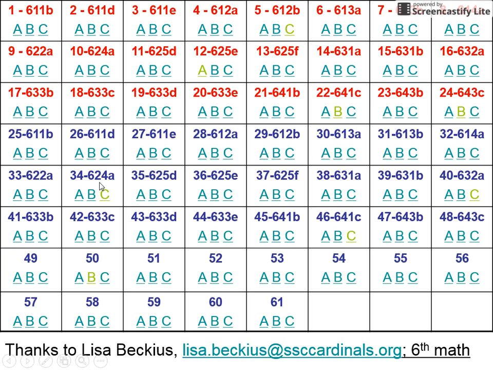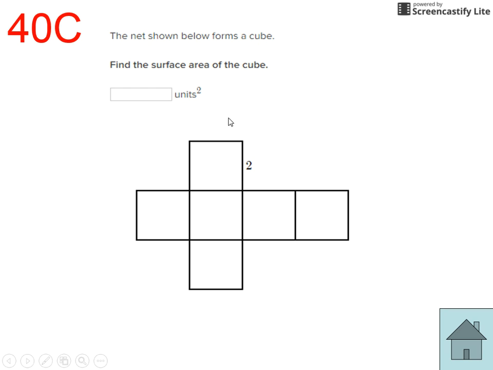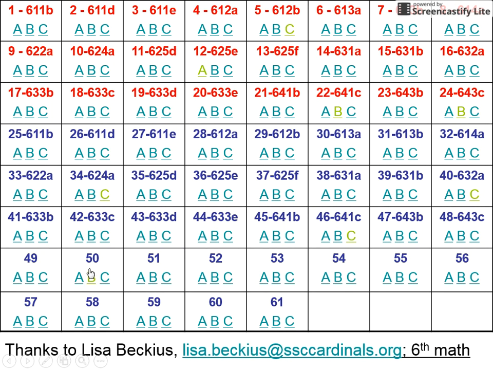Okay, next is 40C. The net below forms a cube. Find the surface area of the cube. I know that for each square, it would be 2 times 2, which is 4. If I add up 4 six times, or do 4 times 6, it would be 24. And so the answer is 24 squared units. If they got it correct, leave it. If they didn't get 24, then draw a line through whatever they wrote.